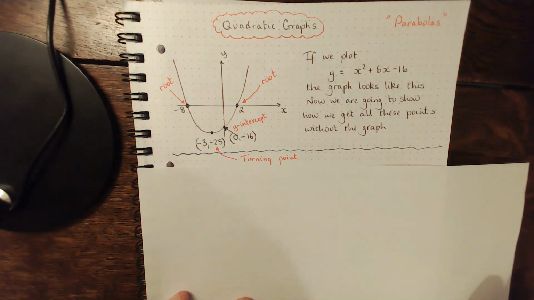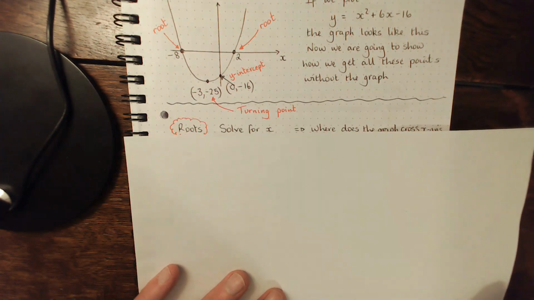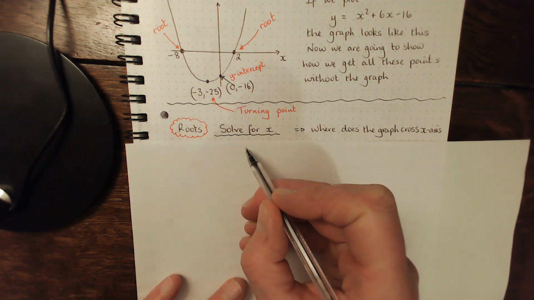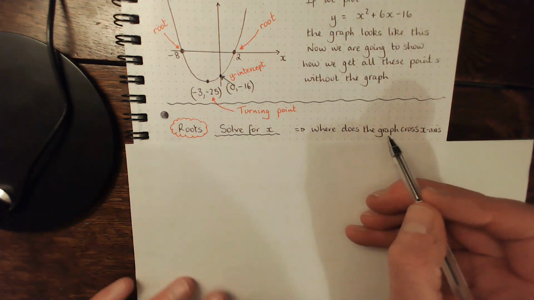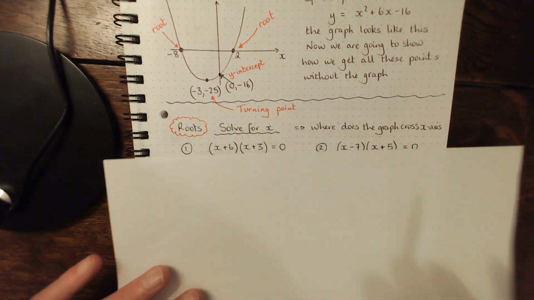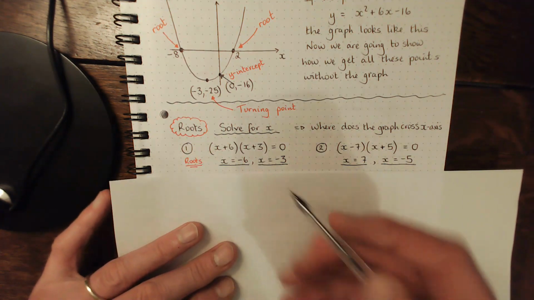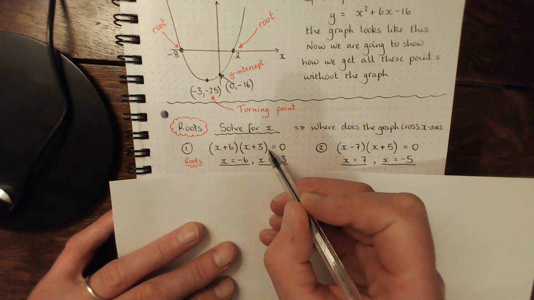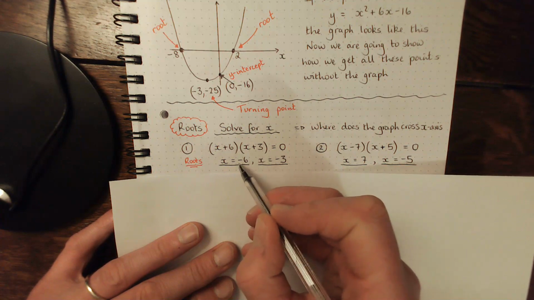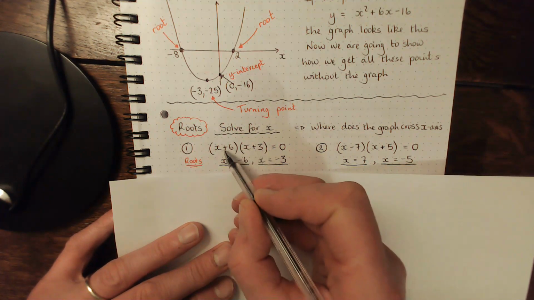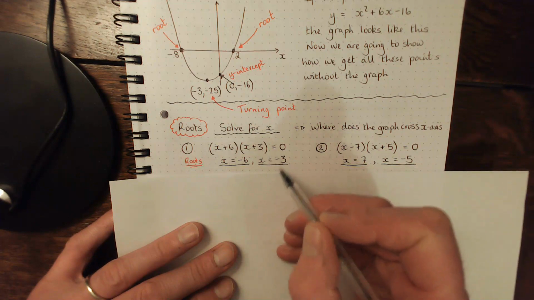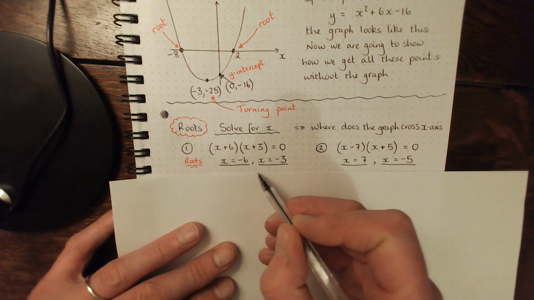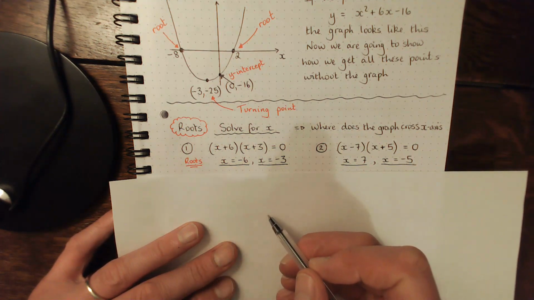But to do that, I'm just going to give you a few wee examples of where you get the roots from. So where does the graph cross the x-axis? That's what we're trying to find for the roots. Well, I've just given you an already factorised quadratic. To get the roots from the brackets here, you just take it out and change the sign. So the roots for this factorised quadratic are -6 and -3.